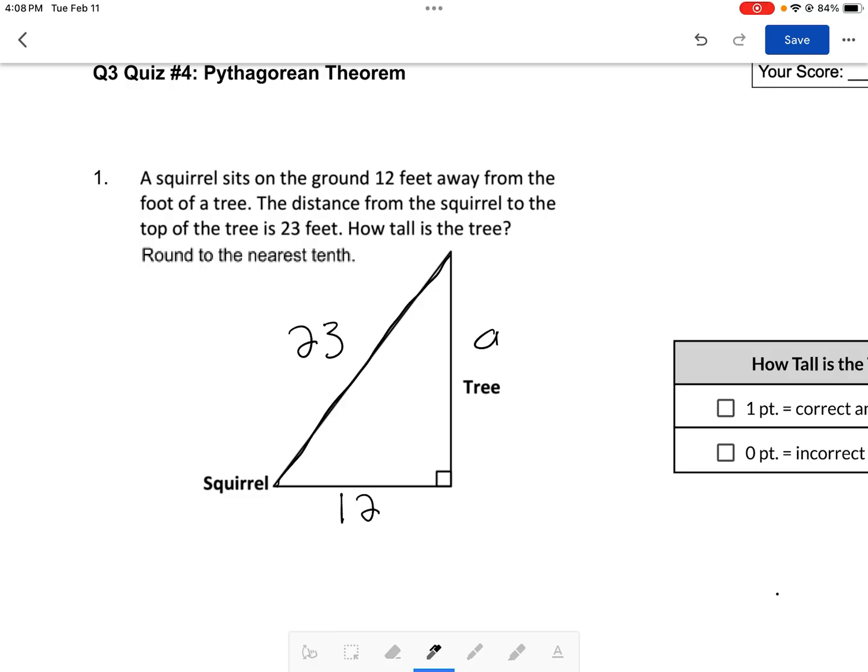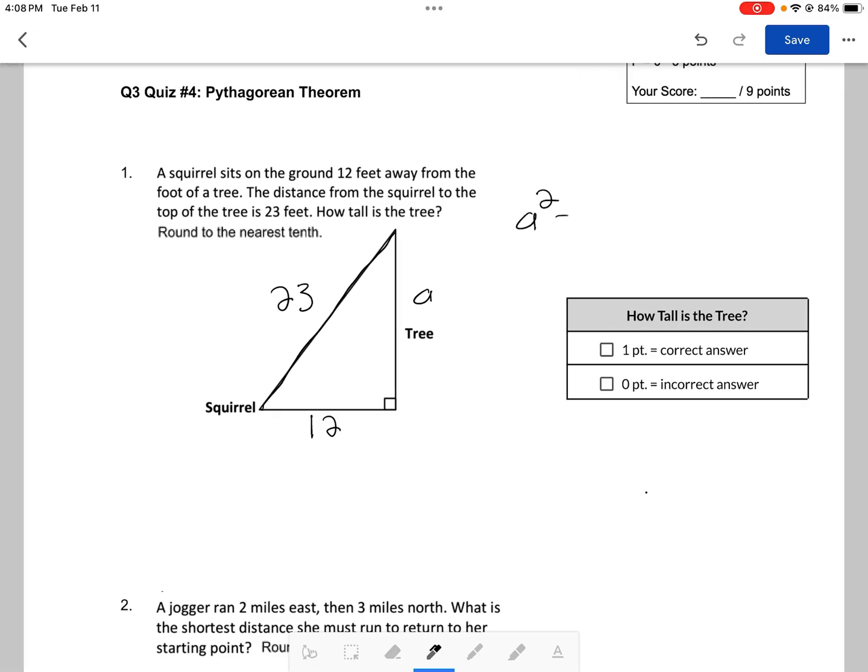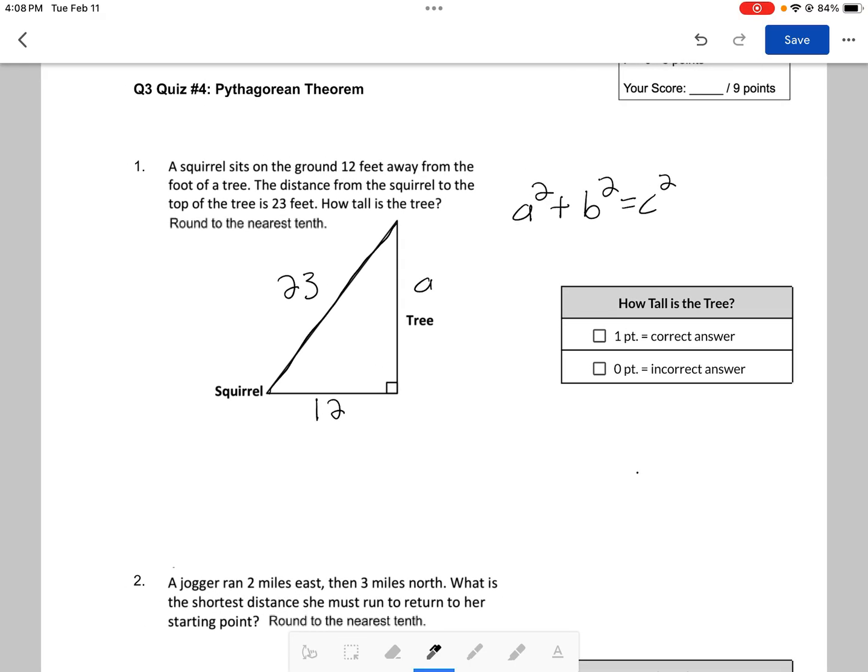Remember when we use Pythagorean theorem, our formula is A squared plus B squared equals C squared. So I don't know what A is, so down here I'll show my work. A I'm going to leave as A squared. B, I'm going to label this leg, and C, this leg. Remember, the hypotenuse is always the longest part of the triangle.